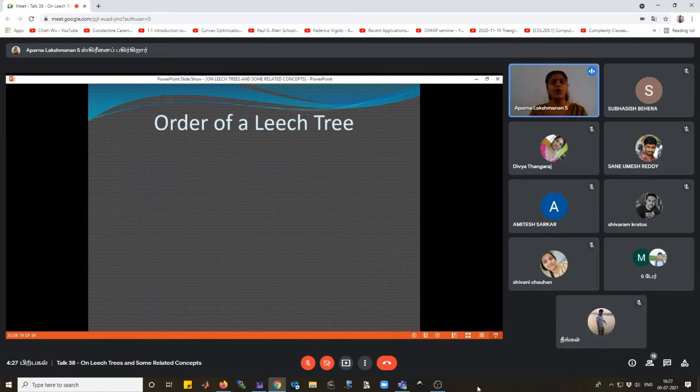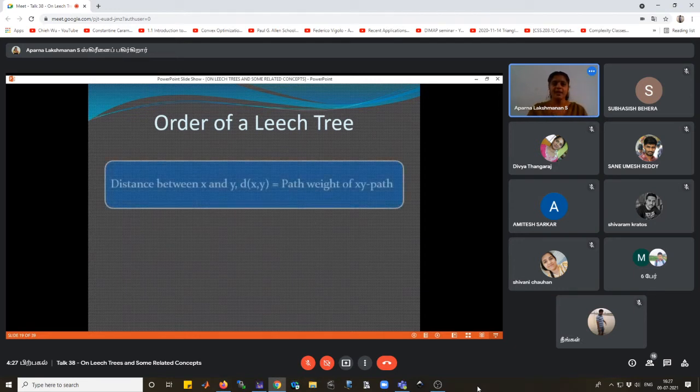So what will be the order of a leech tree? Is it possible that there exists a leech tree of order 10? Or is it possible that there exists a leech tree of order 100? Such questions. Okay, so assume that I have got a tree which is a leech tree. Here, d of xy denotes the path weight of an xy path. So my assumption is that I already have a leech tree, which means I already have a leech labeling for that tree. In that particular labeling, let d of xy denote the path weight of the xy path, not the distance between x and y, but the path weight of the xy path.